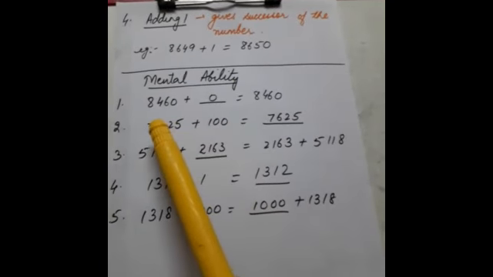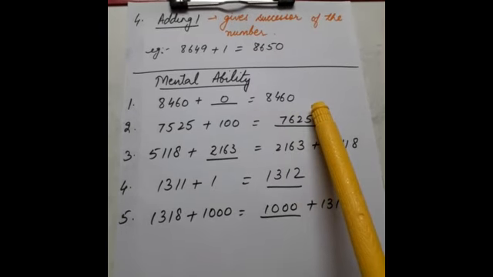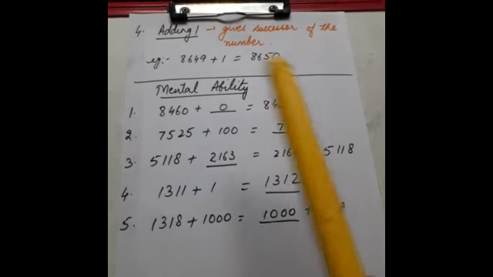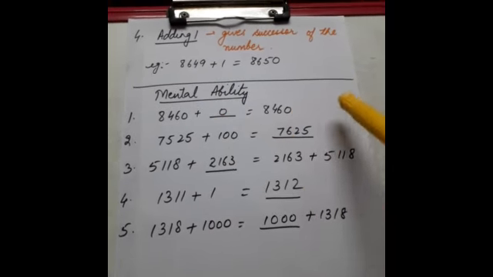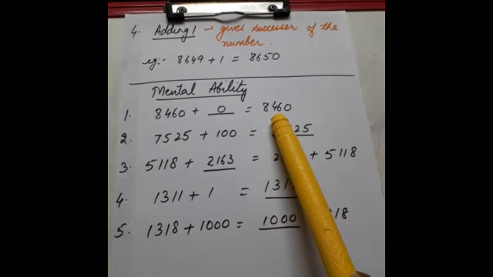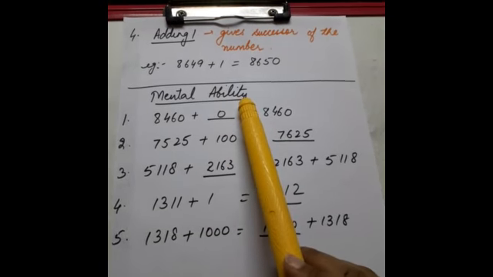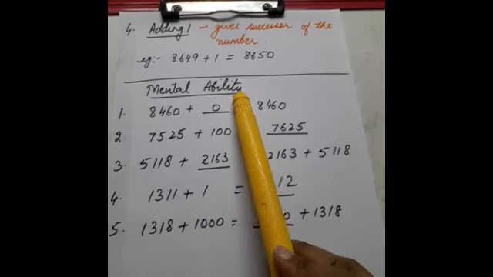Mental ability. 8460 plus dash is equal to 8460. You need to name the properties here. In which case is the answer the same, 8460? When you add 0. So it is the adding 0 property, or additive identity property.